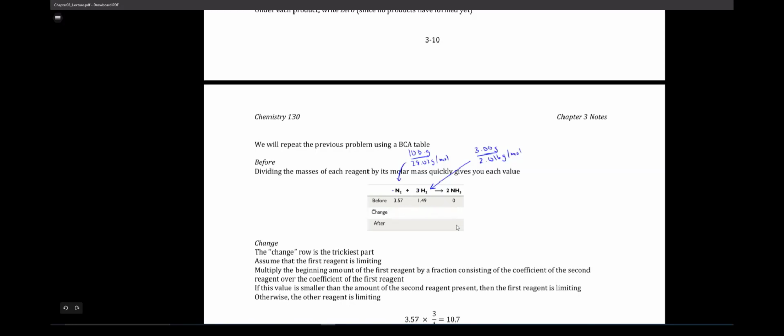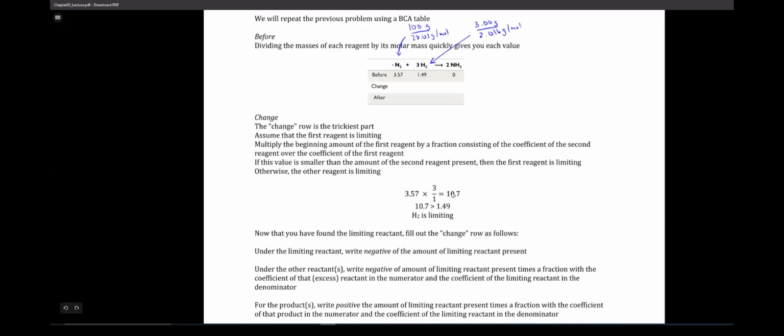Okay. And I just simplified that right here by saying 3.57 times 3 is 10.7. Since that's more than I started with, nitrogen can't be the limiting reactant. I should have put another sentence in there. Let me put another sentence in. Okay. So N2 can't be limiting.